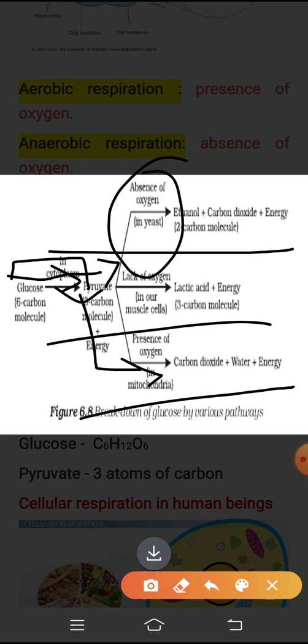But in the yeast, the respiration takes place in the absence of oxygen, and we call this process fermentation. I repeat, we call this process fermentation. It is a special case actually. So here in the yeast, the pyruvate gets broken down into ethanol, carbon dioxide and energy.